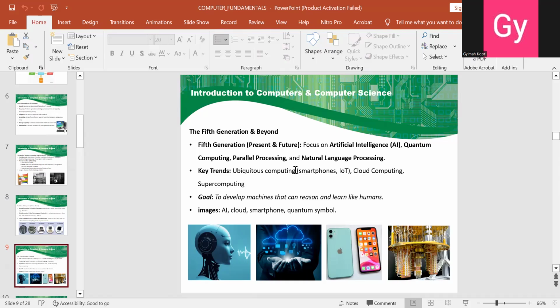So the trend is ubiquitous what? Computing. So at the end of the day, we should be able to have other things that are not computers to also communicate with us, like mobile phones, CCTV cameras, and the rest. You see, other things are coming in which are not computers, but they can perform their jobs like computers, as I've shown you, tablets, phones, watches, and others.